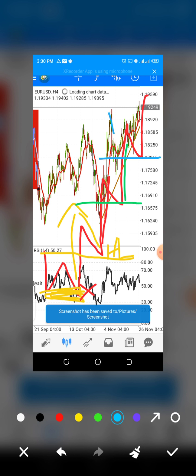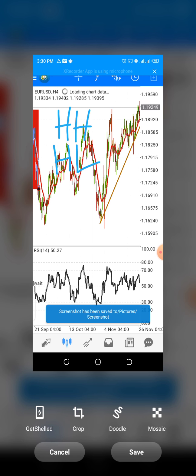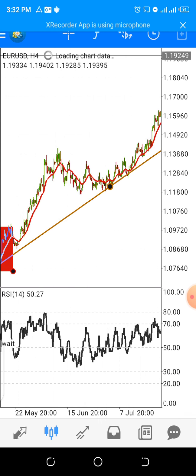Okay, higher high and higher low. So in other words, an upward trend has what we call a series of higher highs and higher lows until that trend gets exhausted. That's number one. So let's move on to the downtrend.